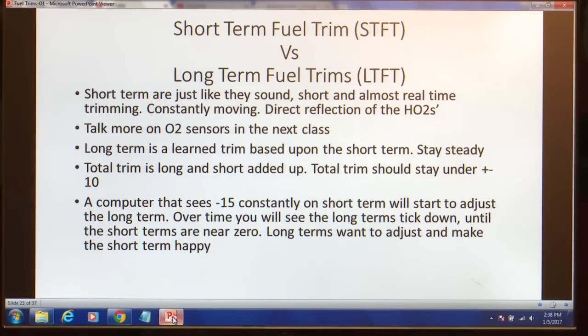Short-term and long-term fuel trims. Short terms are just as they sound. They're almost immediate, they're short term, and they're constantly going to be moving. They're a direct reflection of our O2 sensors.